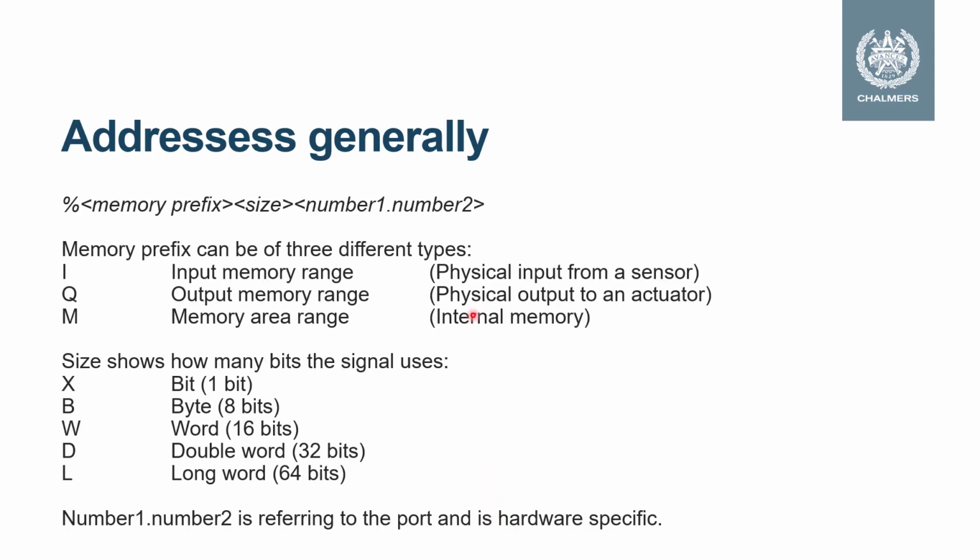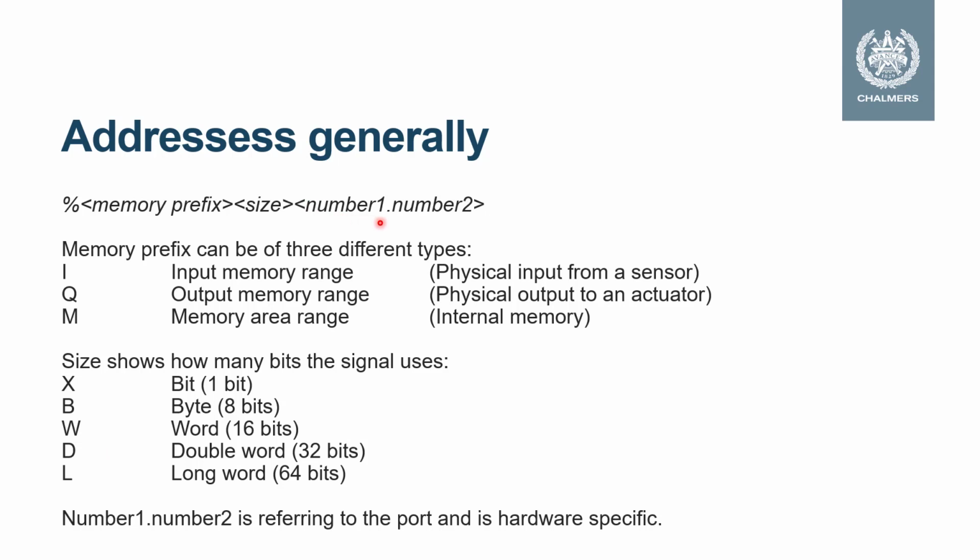Generally, the addresses are defined like this. We have the percentage sign, it's always there, and then we have some kind of memory prefix. That can be I for input, Q for output, and M for memory, internal memory. And then we have the size of the signal. We've already seen X for bit, on and off, and W for word, 16 bits. You can also have B, byte, 8 bits, double word, 32 bits, or long word, 64 bits.